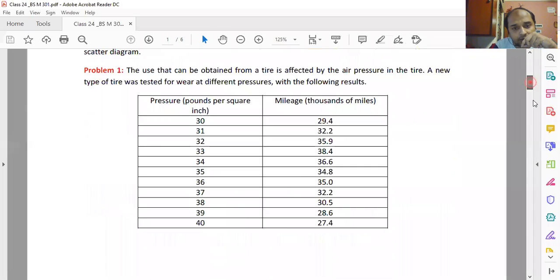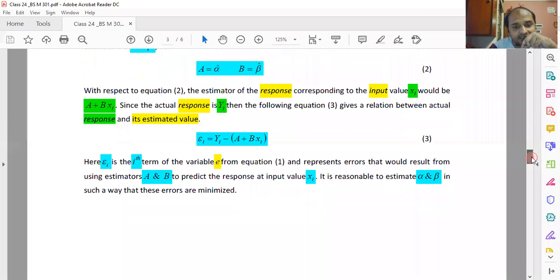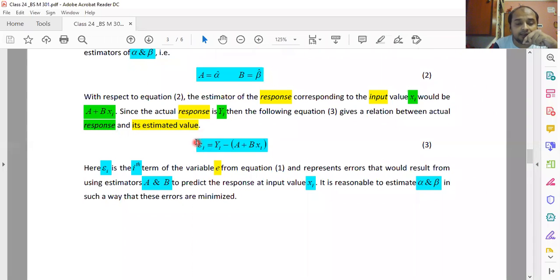So therefore, to analyze alpha and beta, to analyze this regression model, I have written each value of E to be epsilon i. Epsilon i is the error term corresponding to the ith value. So epsilon i can be denoted as yi minus (A plus B xi). Let me write this as equation 3. Epsilon i is the ith term of the variable E from equation 1, and represents the error that would result from using estimators capital A and B to predict the response at input value small xi. It is reasonable to estimate alpha and beta in such a way that these errors are minimized.